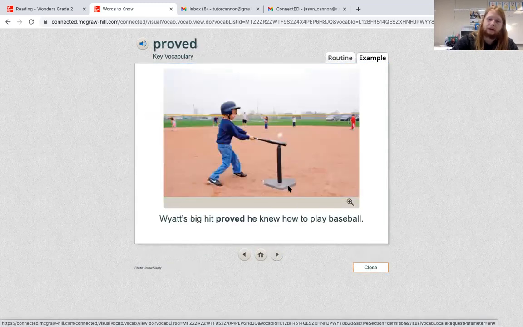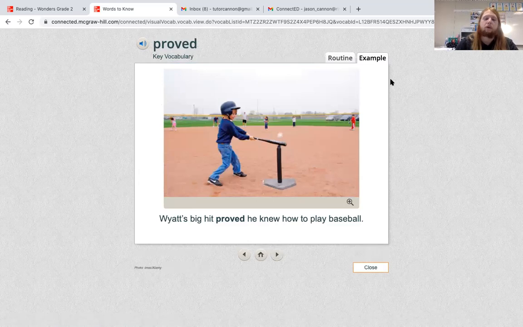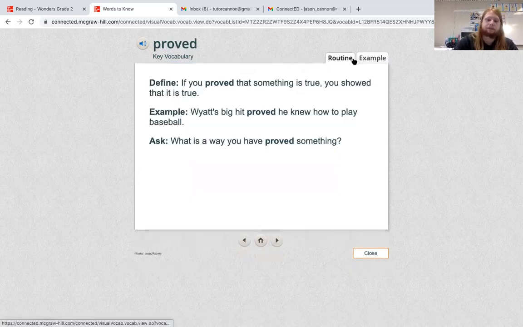Okay, so let's look at the next one. Proved. Wyatt's big hit proved he knew how to play baseball. If you proved something is true, you showed that it is true. That's funny because usually I try to keep the vocab words out of there, but Wonders thinks you need to hear the word true twice. So if you prove something is true, you show that it's true.